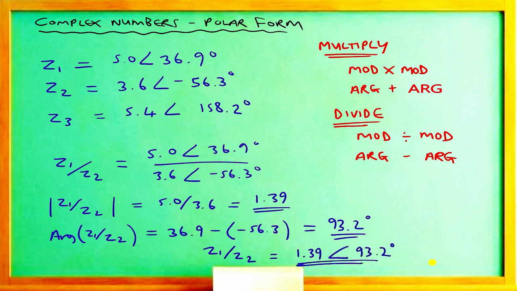So there we've seen how to apply the simple rules for the multiplication of two complex numbers and the division of one complex number by another. And this method works providing we're working with complex numbers in their polar form.